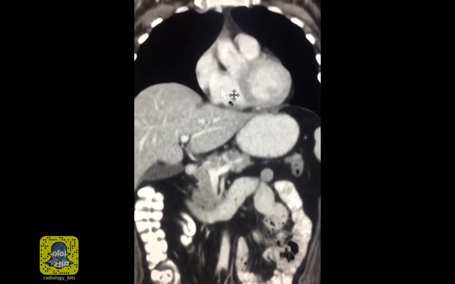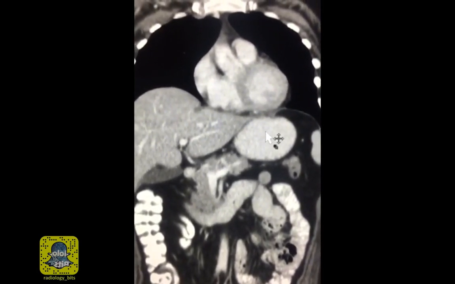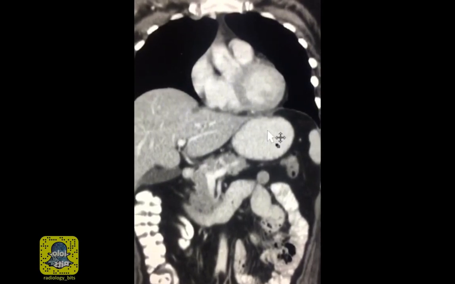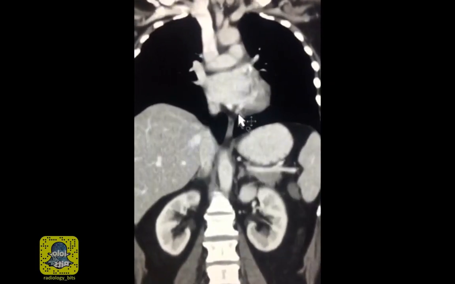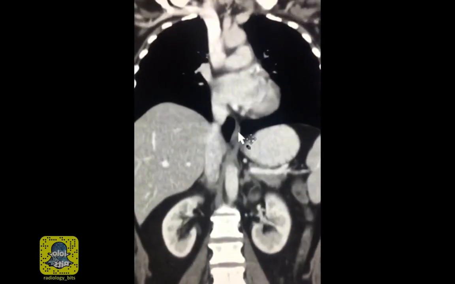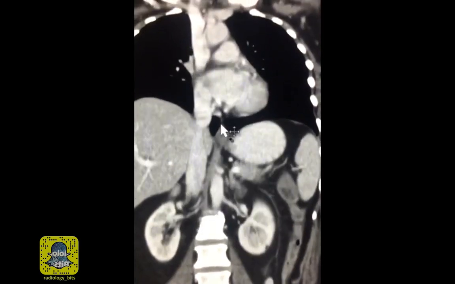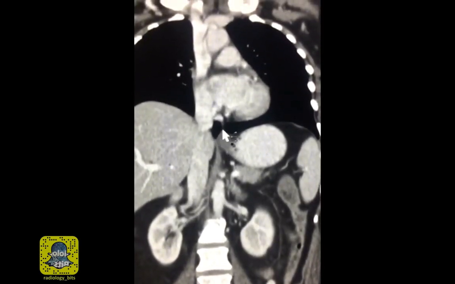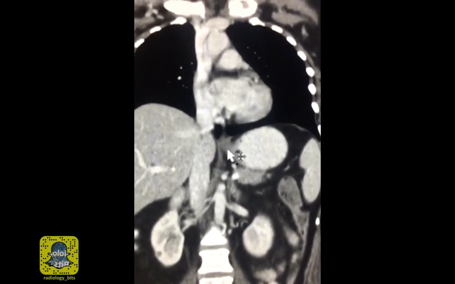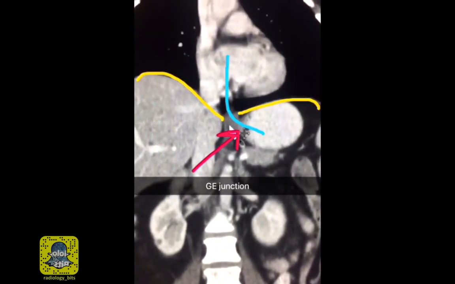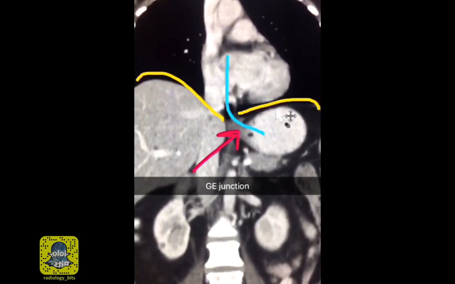This is a CT scan where the patient received intravenous contrast, that's why the vessels are bright, and oral contrast, that's why the bowels are bright as well. Now let's follow the stomach, starting from the esophagus. This here is the esophagus, going all the way down. So the esophagus descends through the esophageal hiatus of the diaphragm and meets the stomach at the gastroesophageal junction. So here you see the gastroesophageal junction, which is below the diaphragm.